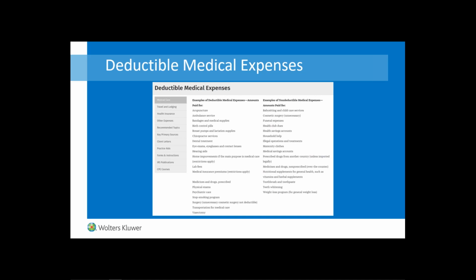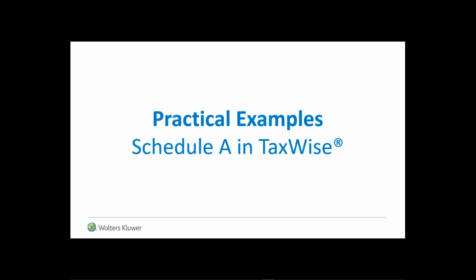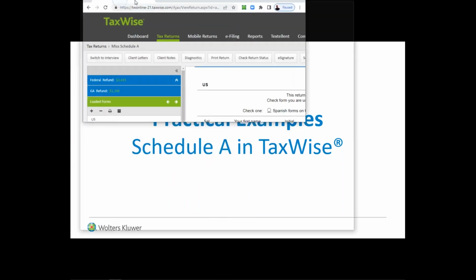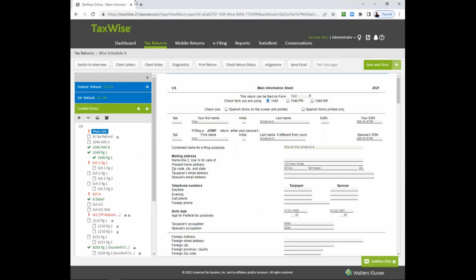But I want to walk you through what it would be like to do a client's return that has some actual medical expenses. So I'm going to go ahead and pull up our TaxWise solutions. That's what we're going to be using for our presentation. We're going to be using our TaxWise virtual tax office product. Let's walk through some practical examples of a client who has medical expense deductions. So I'm pulling up the screen here. You should be able to see that directly on the screen. And right now we're looking at Miss Schedule A.